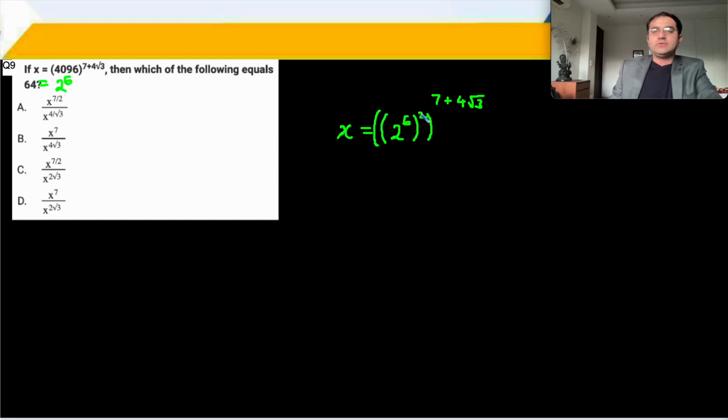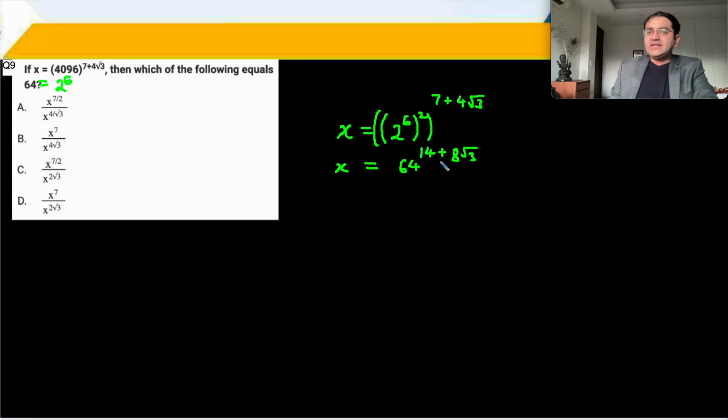Becomes 2 power 6 whole squared. And this therefore becomes, x becomes equal to 64 to the power 2 into 7 plus 4 root 3, and that becomes 14 plus 8 root 3.